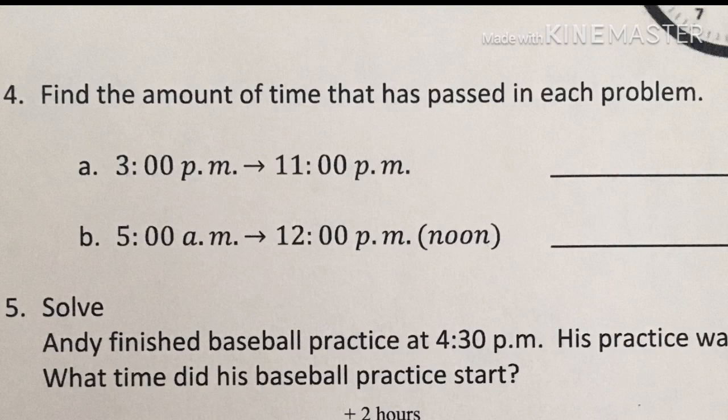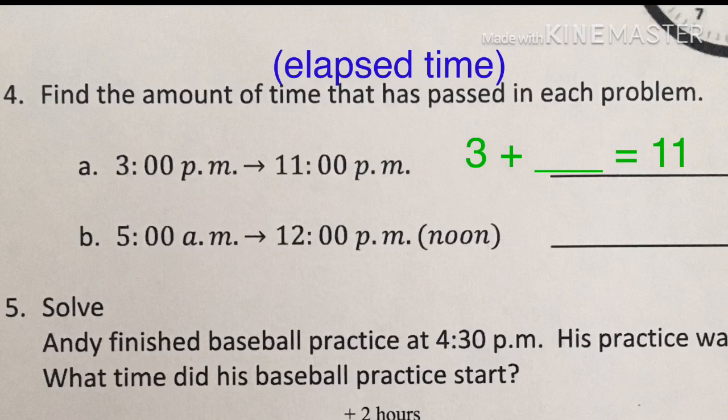In problem 4, we have to find the amount of time that has passed in each problem. That is elapsed time. Problem A says 3 p.m. to 11 p.m. Because both of them have 0 minutes, we just have to worry about the hours. So we need to count on the hours from 3 to 11. We start with 4, 5, 6, 7, 8, 9, 10, 11. So we counted 8. 8 hours have passed from 3 to 11.